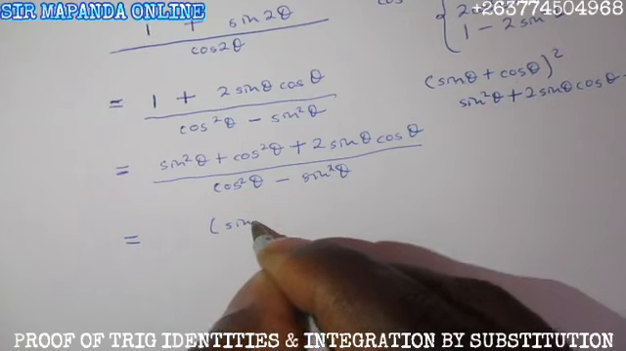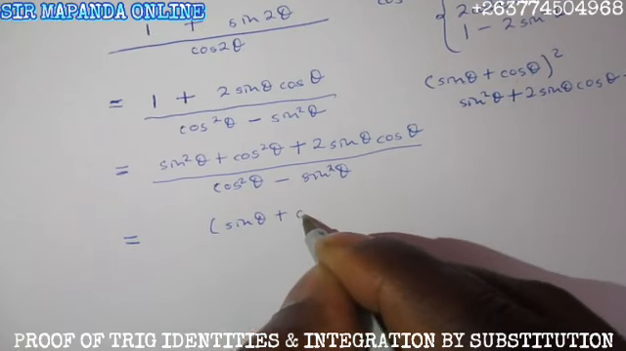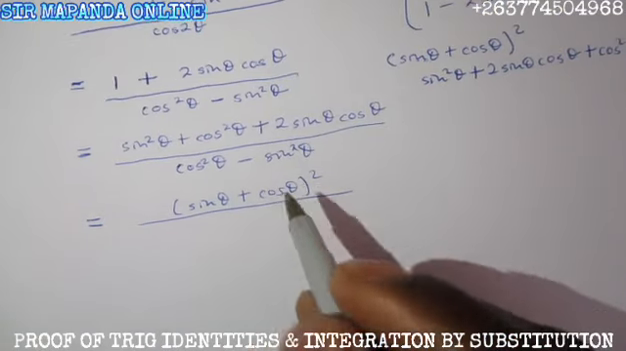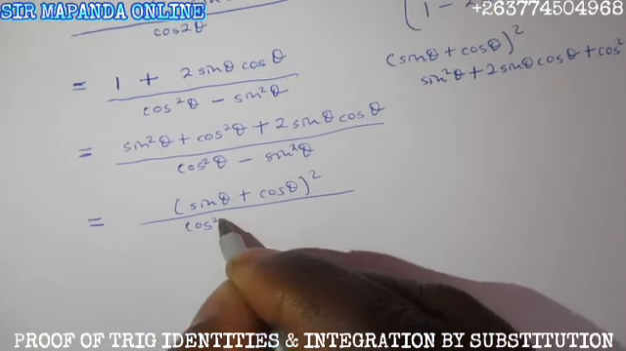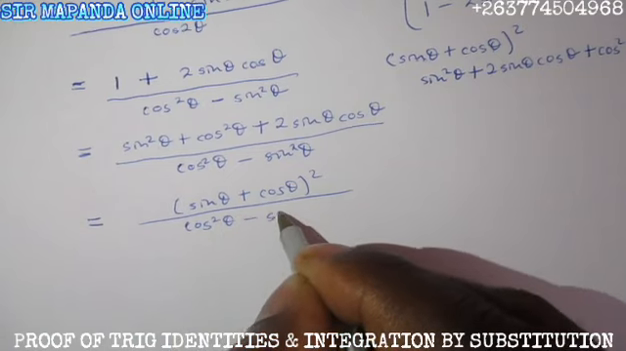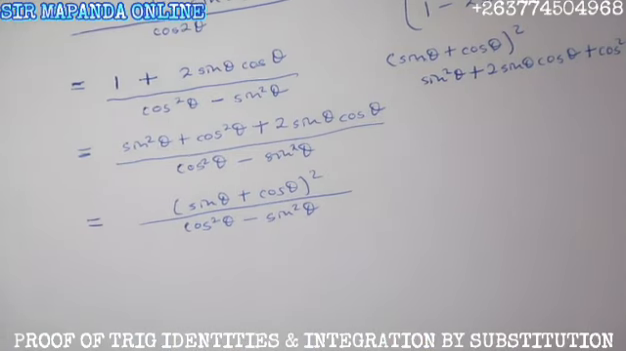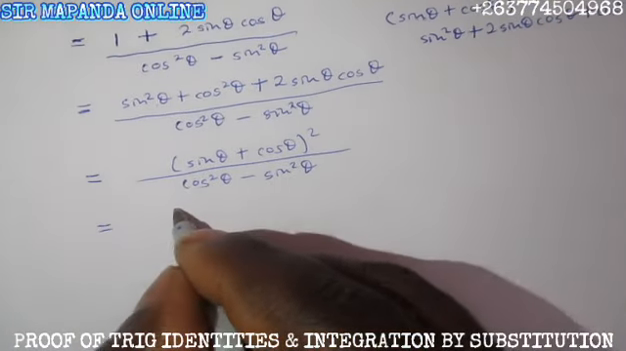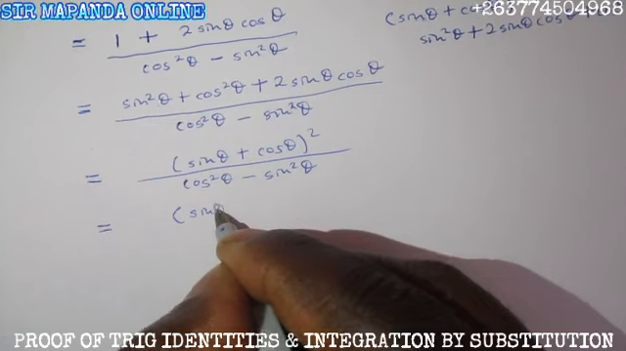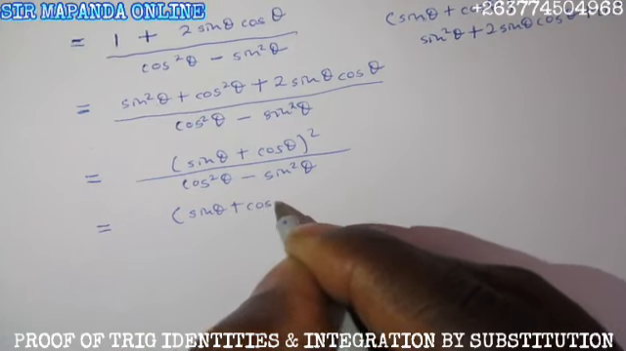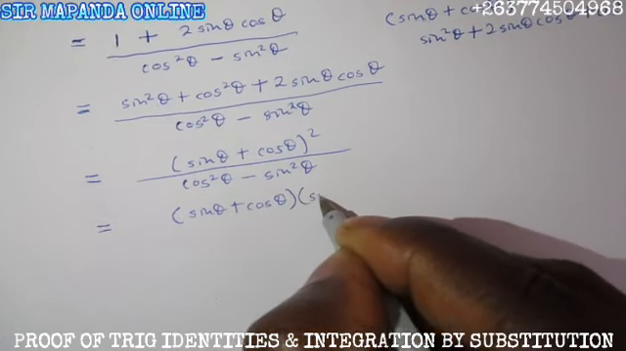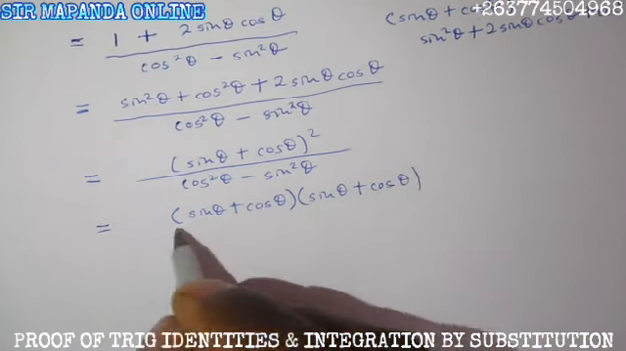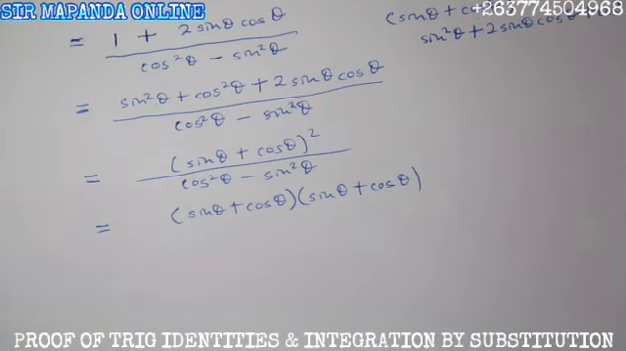I hope you are following, class. So (sin θ + cos θ)² all over cos²θ − sin²θ. Right, so the numerator can be written as (sin θ + cos θ)(sin θ + cos θ). Since we have got power 2, it means the bracket is repeating itself twice.